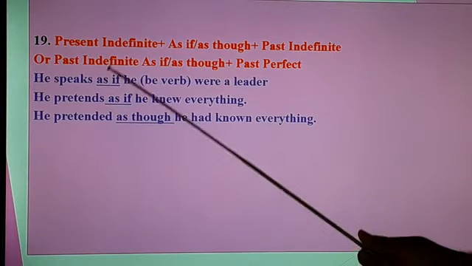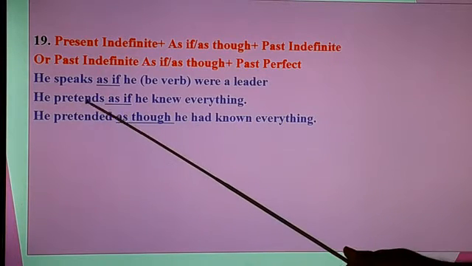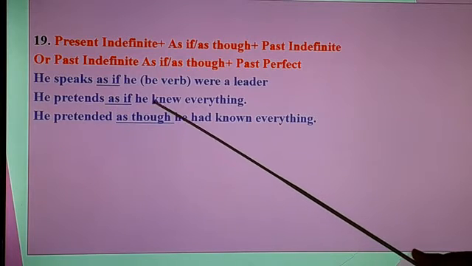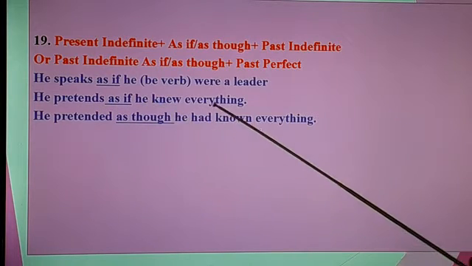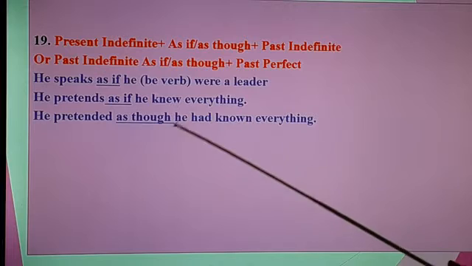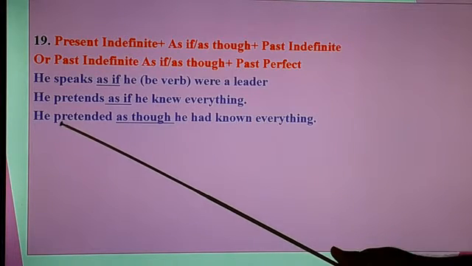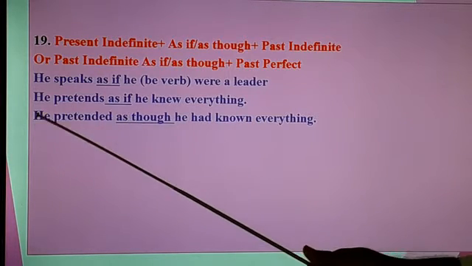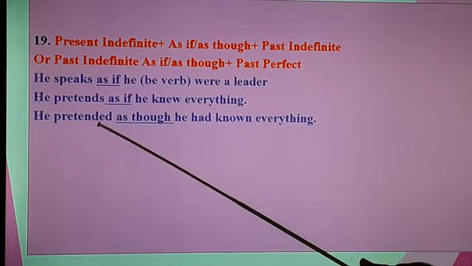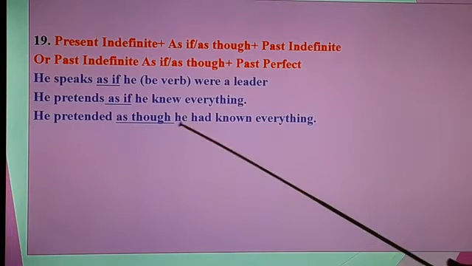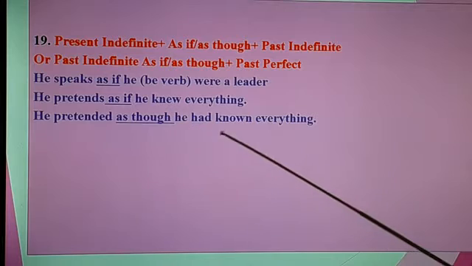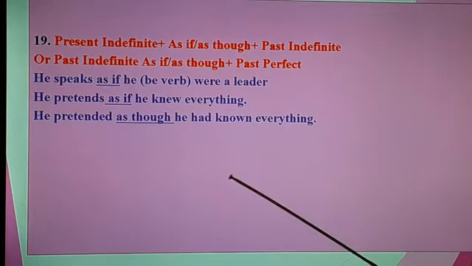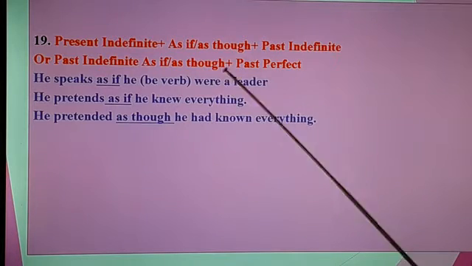I want to say that if the first part is present indefinite, he pretends, the next should be past indefinite, that is he knew everything, knew. And the third one: if the first part is past indefinite, he pretended, the latter one is past perfect, that is he had known everything. So this is a very important rule for you.